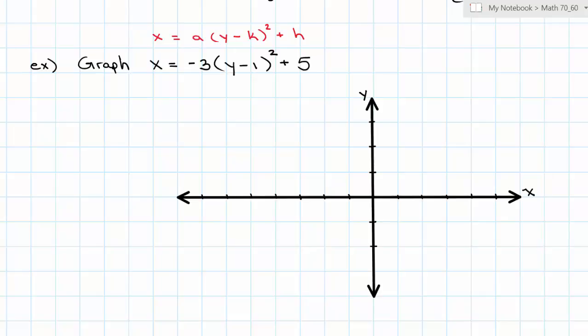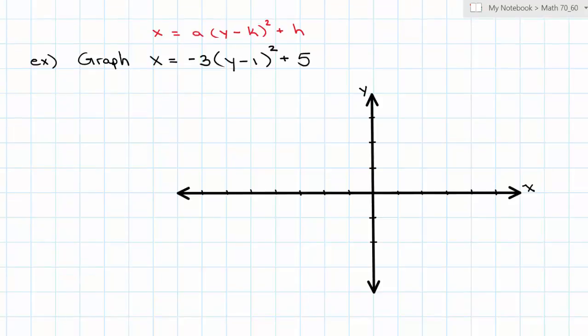Okay, graphing this graph right here. Let's look at our a value. Our a is going to be -3. So that tells me a few things about my graph. For one thing, this graph is going to open up to the left, to the -x side over here. It also, the 3 tells me that it's going to stretch my basic graph of x equal to y squared horizontally by a factor of 3.